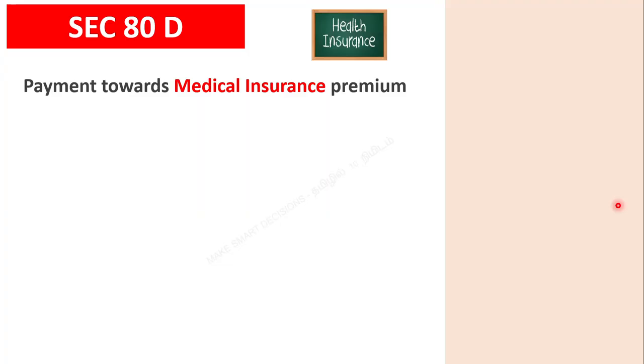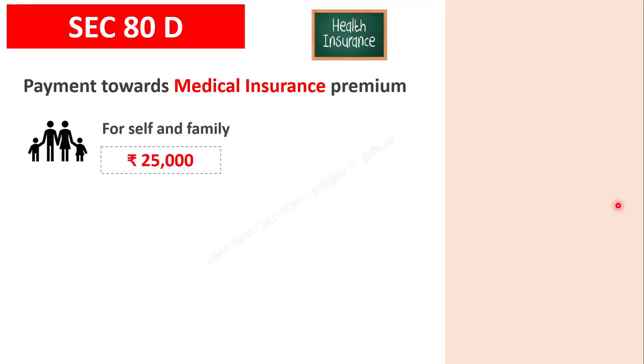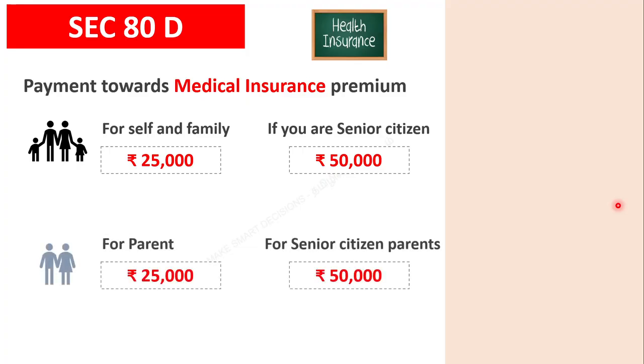Coming to section 80D, this section pertains to any kind of medical expenditure or the premium that you paid for your health insurance or medical insurance. So here, if you or your spouse are not senior citizens, you can claim up to a deduction of 25,000. If in case any one of you is a senior citizen, you can claim up to a deduction of 50,000. For your parents, same situation. If your parents are not senior citizens, you can claim a deduction of 25,000. If your parents are senior citizens, you can claim a deduction of about 50,000.